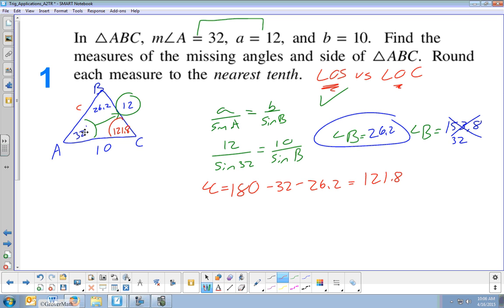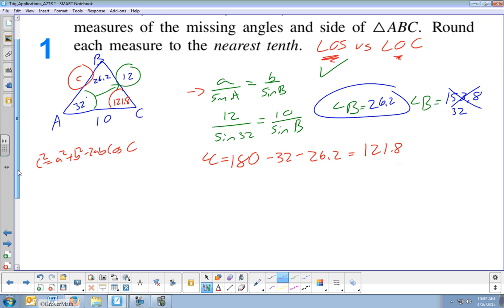Again, I have a complete set here. Well, I guess this is one of those cases where now that I have everything but side C, I could do law of cosines if I preferred. I could do C squared equals A squared plus B squared minus 2AB cosine C. I have all the information to do that. Or I could stick with the law of sines and go from there, and that's what I'm going to choose to do in this video.